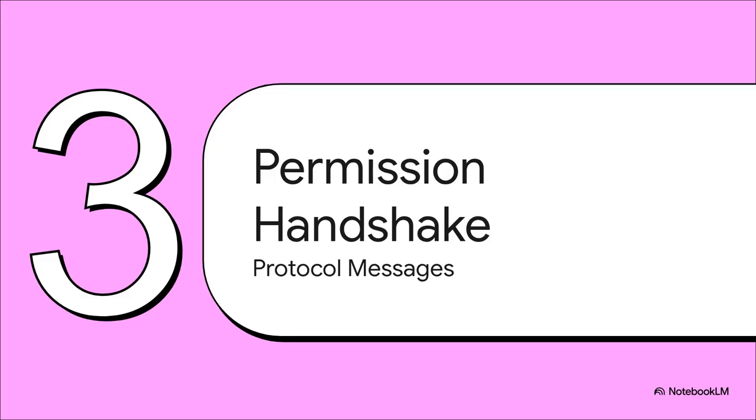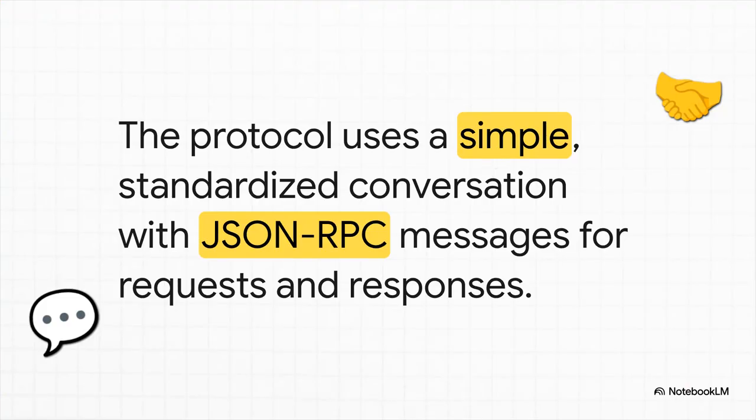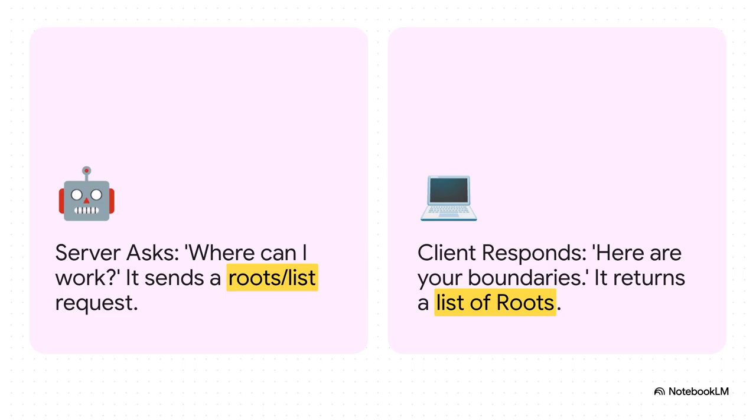Okay, so how do the AI and your computer actually agree on these boundaries? It's not magic. It happens through this really simple and totally transparent process called the permission handshake. Instead of a bunch of complicated hidden code, the protocol just uses these simple, standardized messages. For the tech folks out there, it's formatted in JSON-RPC, which is just a super common way for web services to chat. But for the rest of us, just think of it as a polite and very, very clear handshake.